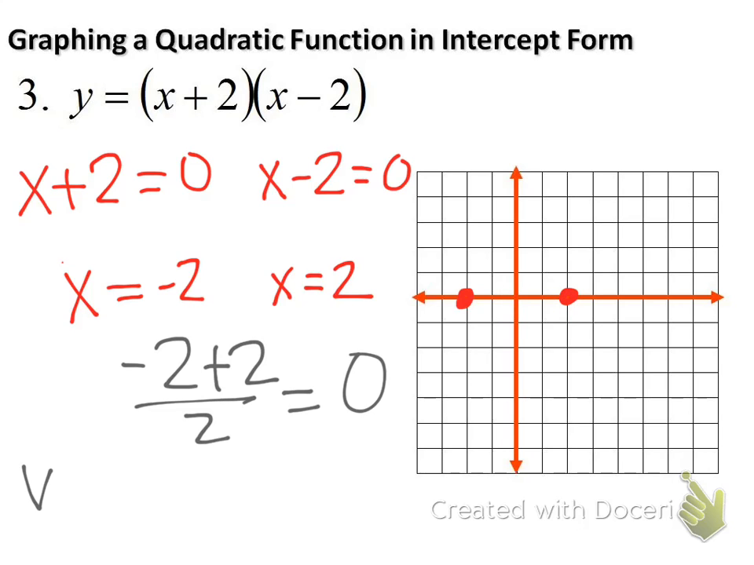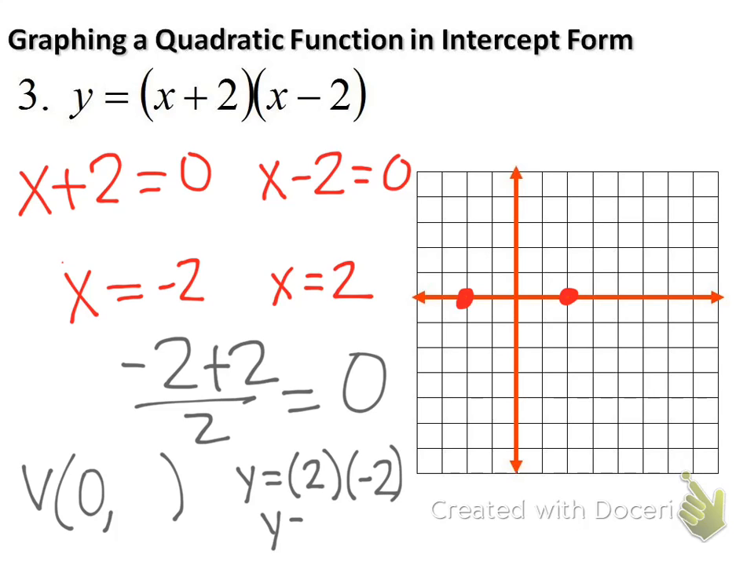To find the vertex, you plug 0 in. All right, so y equals, that's going to be 2 when you plug 0 in times -2, which is -4. So my vertex is at 0, -4. So it's opening up. And we already said this one should open up because A is +1. So we are good. What are your questions?